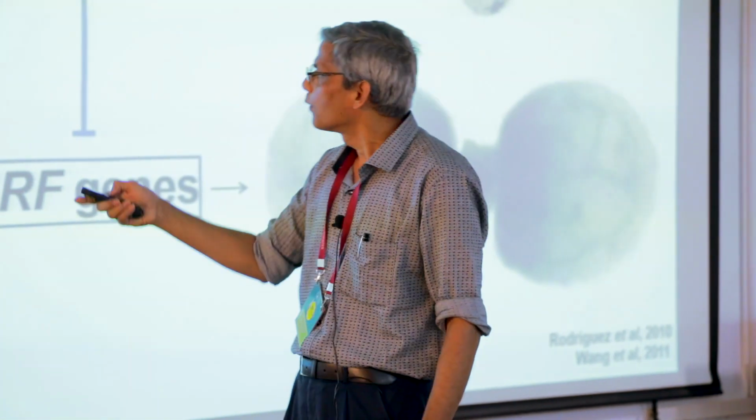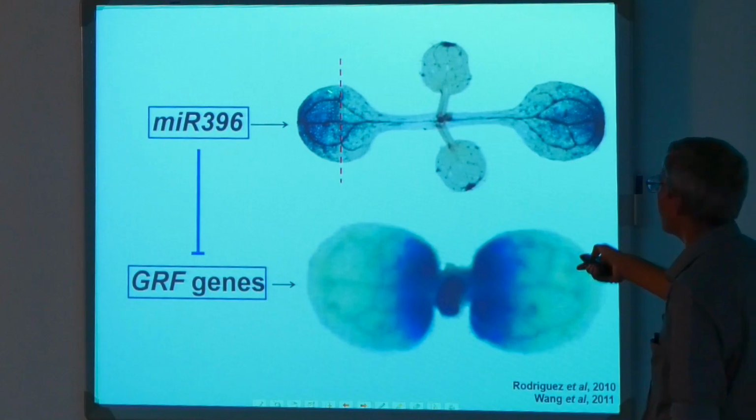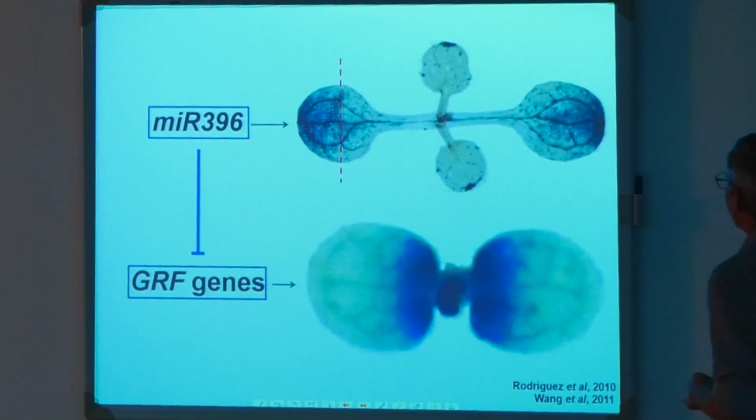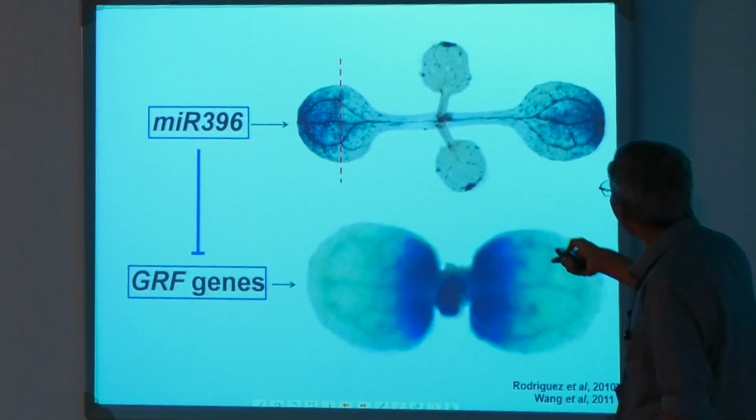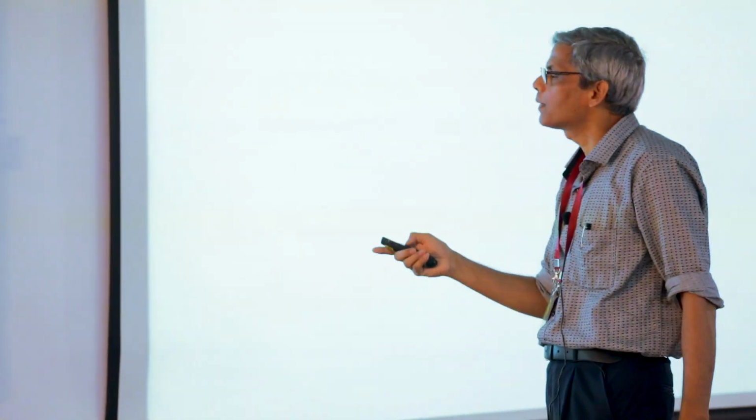So what we thought is, we will cut the leaf of different species, young leaf, and then measure the microRNA here and here, and there are ways to measure microRNA in biology called northern blot, to see whether the distribution is changing in different species or not. So this is what is done here.